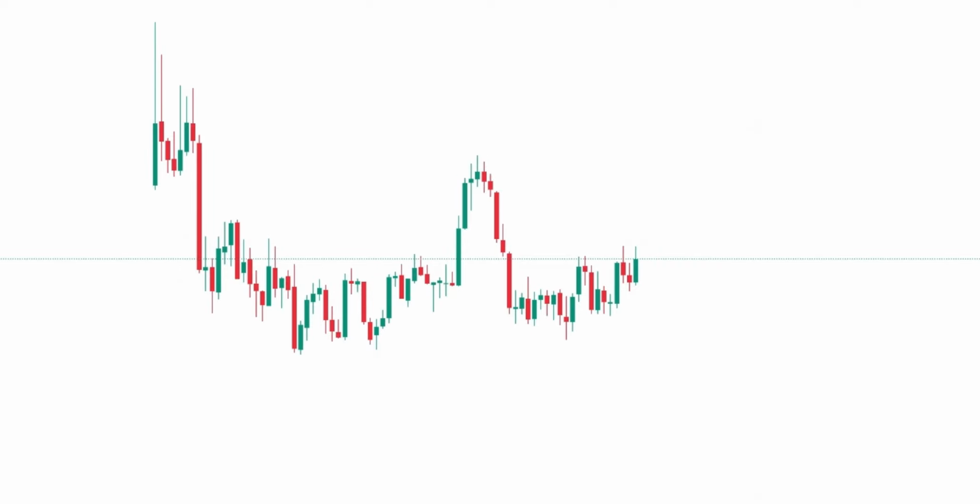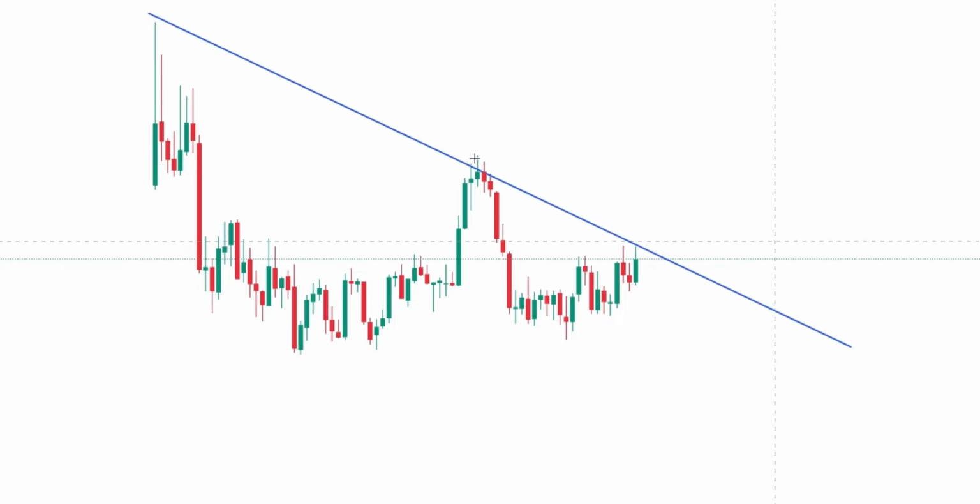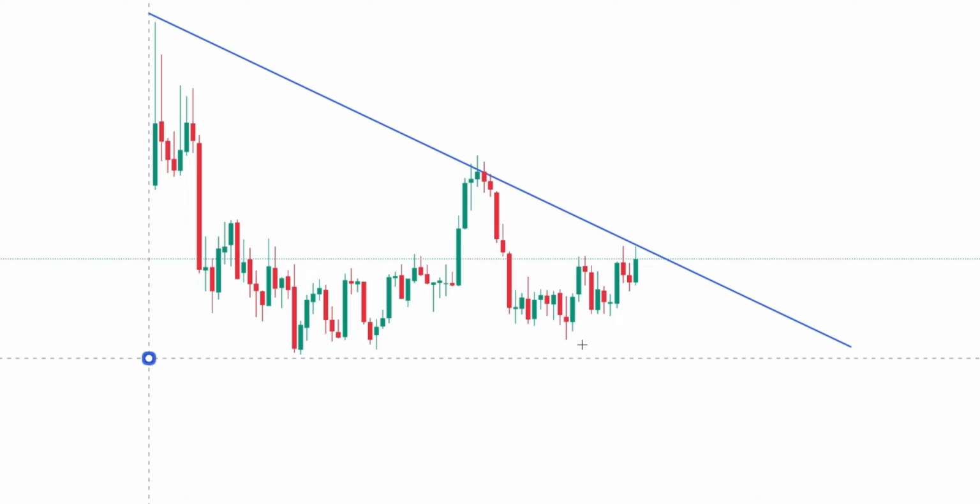What we have seen till now, let's try to mark it from the retail perspective. Here I'll do the same annotation from the retail perspective. Here we have a trend line going like this. Now also we have some support.